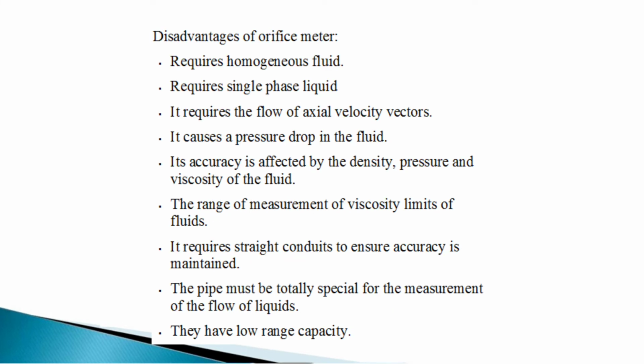Disadvantages of orifice meter. It requires homogeneous fluid. It requires single phase liquid. It requires the flow of axial velocity vectors. It causes a pressure drop in the fluid. Its accuracy is affected by the density, pressure and viscosity of the fluid. The range of measurement is limited by the viscosity limits of the fluid. It requires straight conduits to ensure accuracy is maintained. The pipe must be totally full for the measurement of the flow of liquids. They have low range capacity.